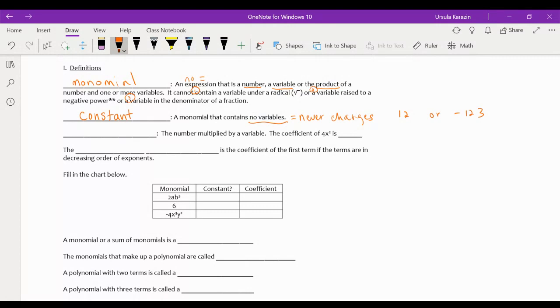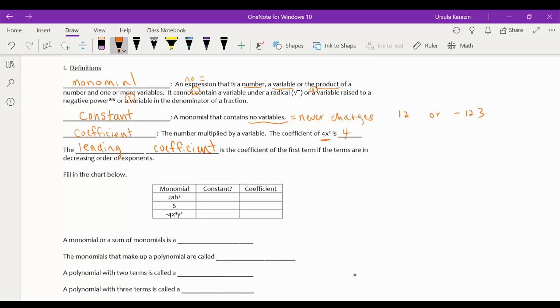Now, when you look at a monomial that has a number and a variable, the number that's being multiplied by the variable is a coefficient. It's hard to read that, isn't it? Okay, so for example, the coefficient of 4x squared. The number is what we're looking for, the coefficient, so it's a 4. And then there's a term called the leading coefficient.